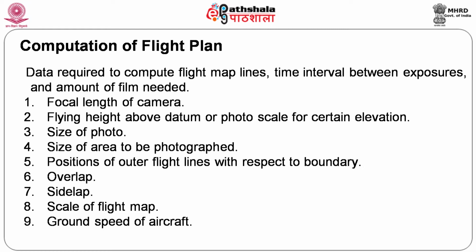Now what are the important characteristics of computation for going for a flight plan? We say the focal length of the camera, which I have been telling you right from the beginning, which will decide the scale of the photograph, and the flying height. These two will decide the exact scale of a photograph. Size of the photo again depends on the kind of application. Invariably it will be 9 inches by 9 inches, and the area to be photographed. As I was telling you, it is the total area that is required. Apart from that we take a little extra on either side so that we do not miss out anything. That is what I told you, the outer flight lines.